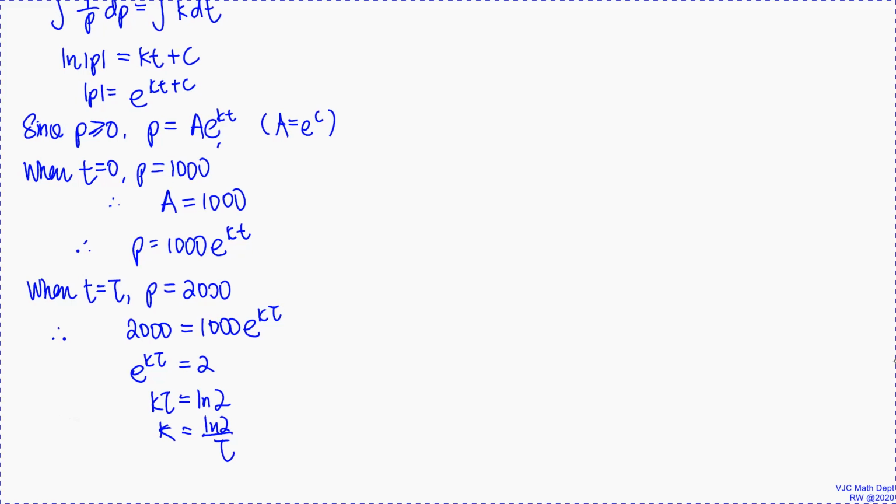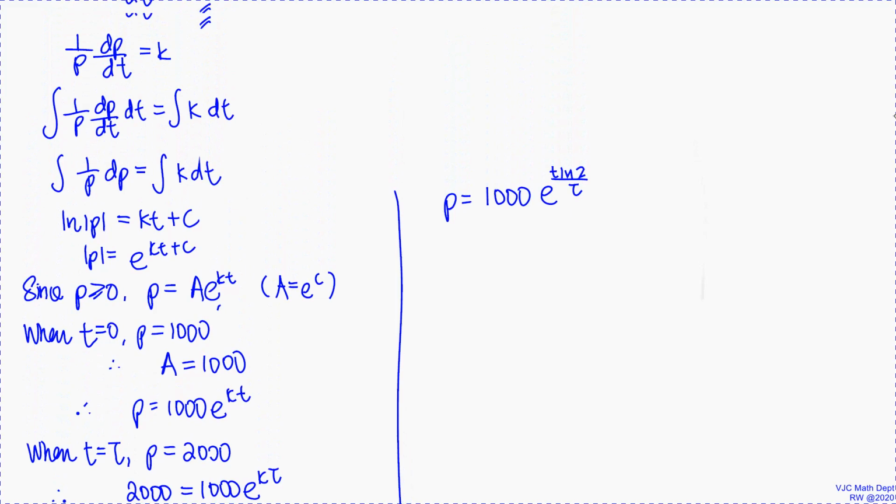Why do I find k? Because now I can substitute k. P now is therefore equal to 1,000 e^(t ln 2 over T). So everything now is in terms of big T, where big T is a constant. Your job is to find the total time taken for the colony to triple in size. Let's read the question again.